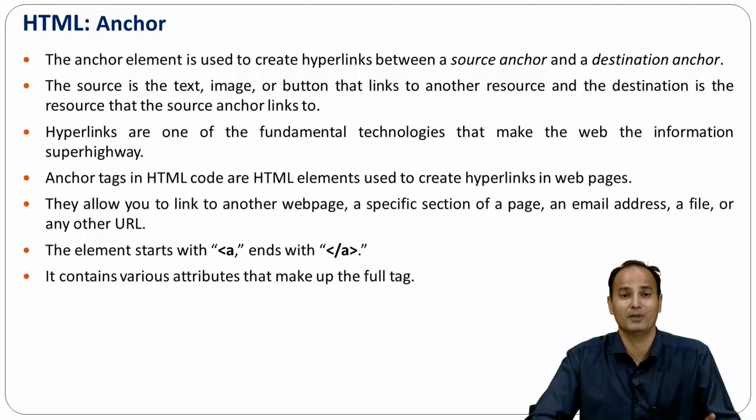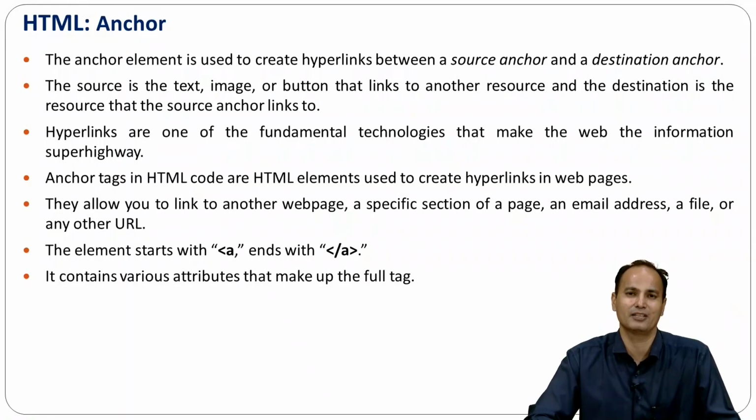So the anchor element is used to create hyperlinks between a source anchor and a destination anchor. The source is the text. It may be a text, it may be an image or button that will be linked with another resource. Hyperlinks are one of the fundamental technologies that make the web the information superhighway. Anchor tags in HTML code are HTML elements used to create hyperlinks in web pages.